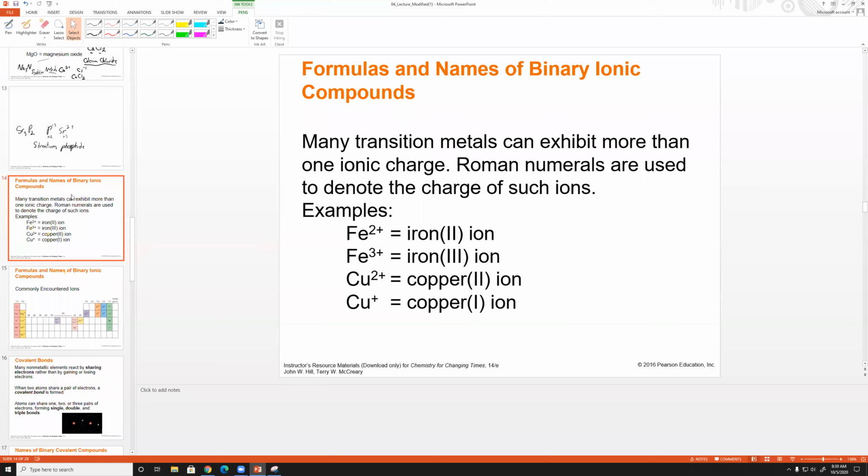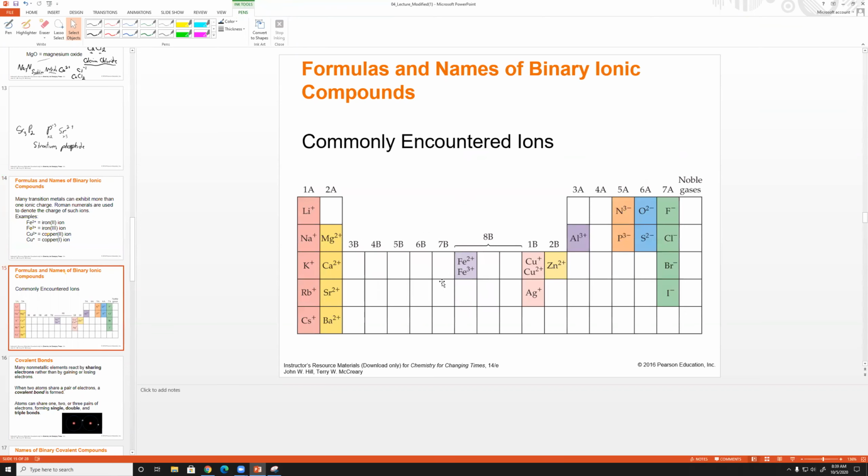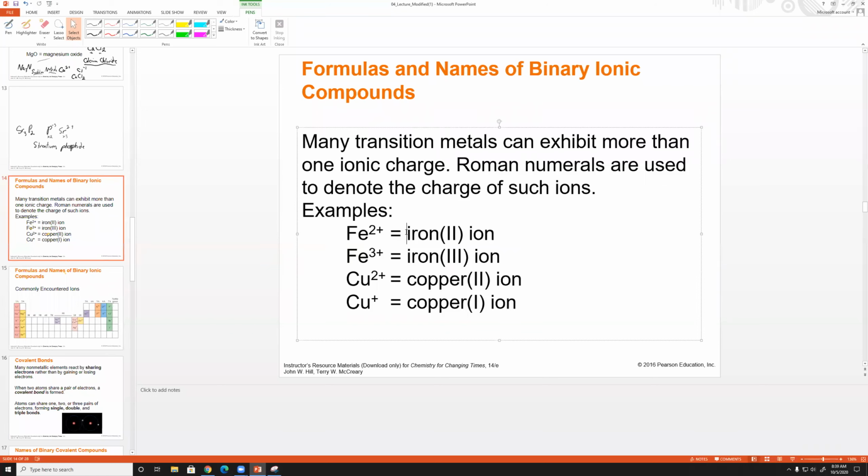Here are some examples. Since there are 2 forms of iron, like we saw here, there's Fe2+ and Fe3+. For copper, there's Cu+ and Cu2+. We can say that Fe2+ is iron 2, Fe3+ is iron 3, copper 2+ is copper 2, copper 1+ is copper 1. So we're making these little modifications to the ion if it is not apparent based on just looking at the periodic table what the charge is.